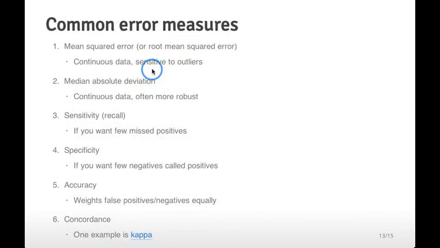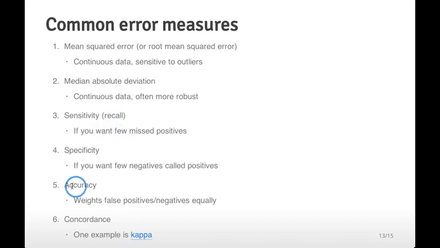So some other common error measures are mean squared error, which we talked about as least squares when we were talking about both k nearest neighbors and regression. And so this is an error measure that's used for continuous data. It's often sensitive to outliers. You might also use something like the median absolute deviation. So that's also for continuous outcomes, and it may be more robust. Then there is sensitivity and specificity, which I talked a lot about on the previous page. And sensitivity is also sometimes called recall.